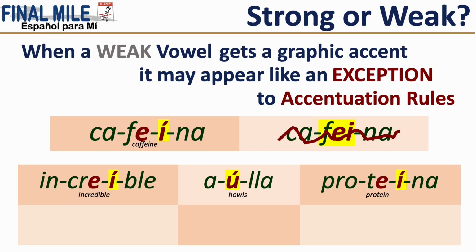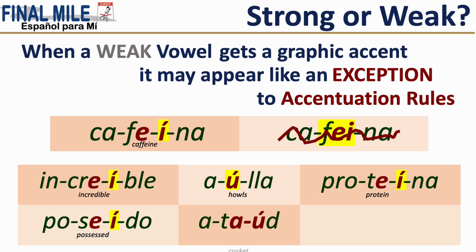Here we have proteína. That weak I has a graphic accent, therefore it's strong. It cannot be in the same syllable as the E. Proteína. Same here. Poseído. Ataúd. Rubíes.